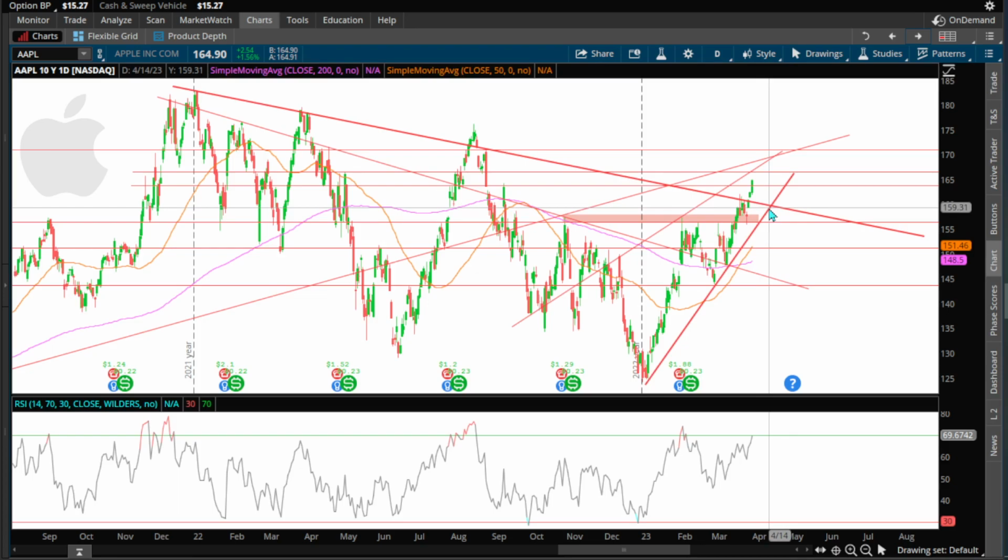Now, what about the pullback? I think the pullback could be pretty steep. So we do have this resistance trend line right here. It's connecting that top, and then this pivot point where we had this massive sell-off. So if we do at least pull back to that, that would take us down to around 160-ish.